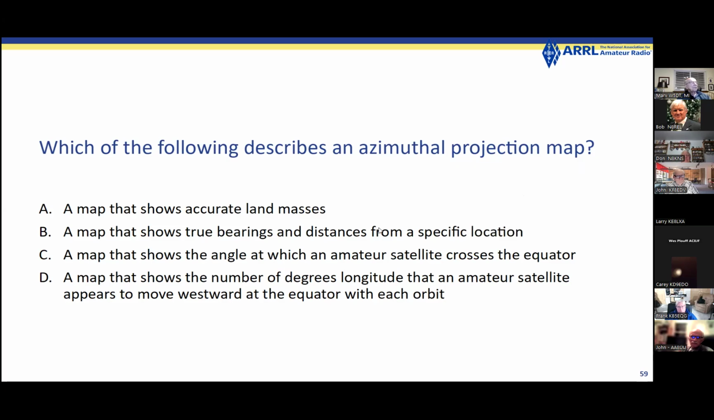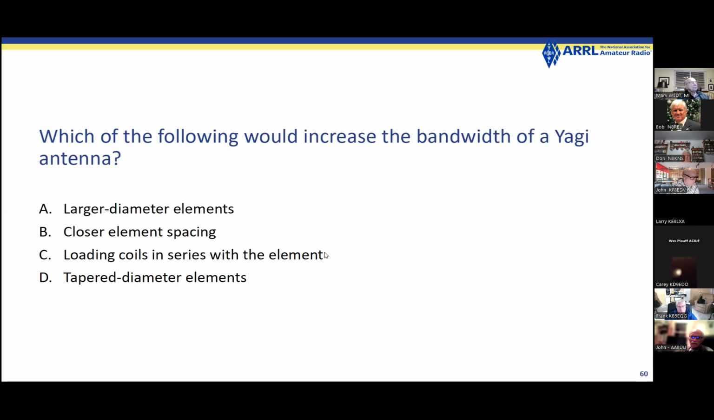Bravo. Yeah, Bravo. True bearings and distances from a specific location. You can get those maps, by the way. If you Google it, there's several places you can get them.